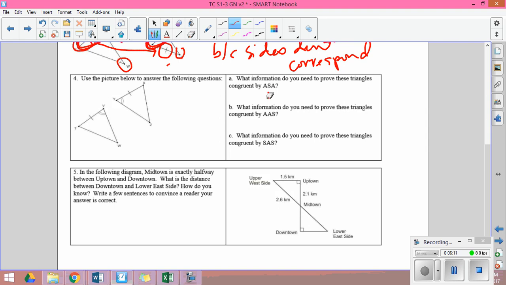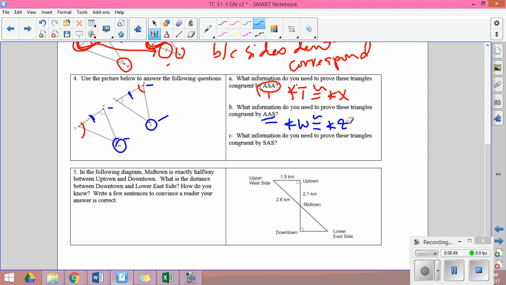So if I want the side in between, angle, side, angle, I would have to know that angle T is congruent to angle X to use this theorem. But if I want angle, angle, side, remember this side is outside, not between the angles, I would have to know that W and Z, because then I would have angle, angle, side, the non-included side. So I would have to know that angle W is congruent to angle Z.